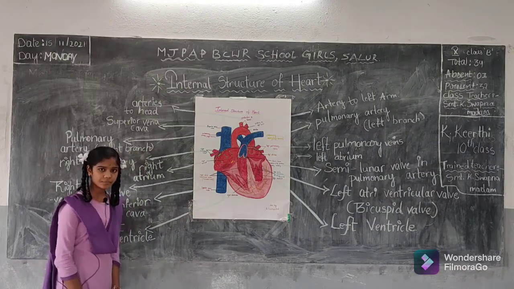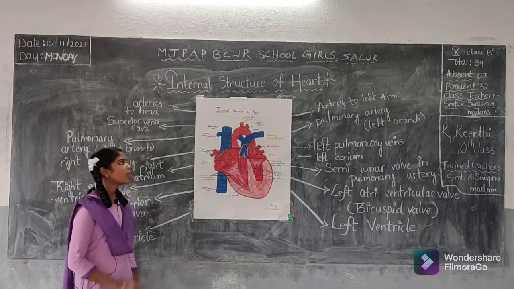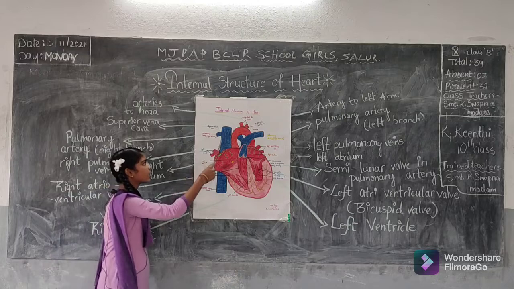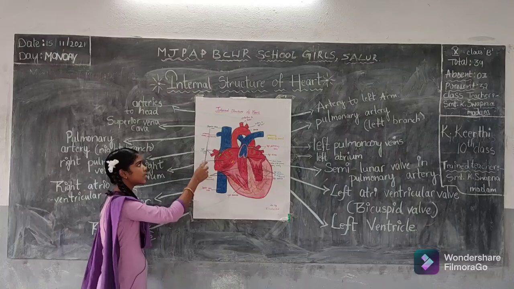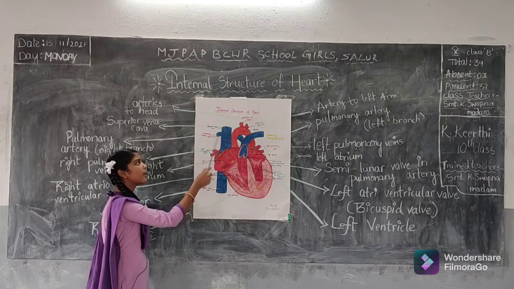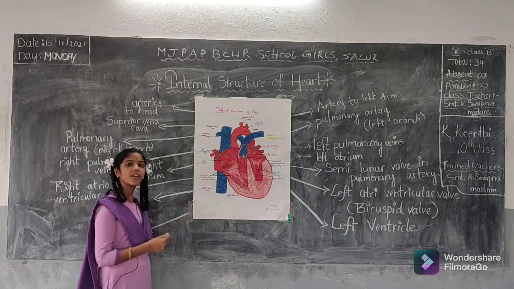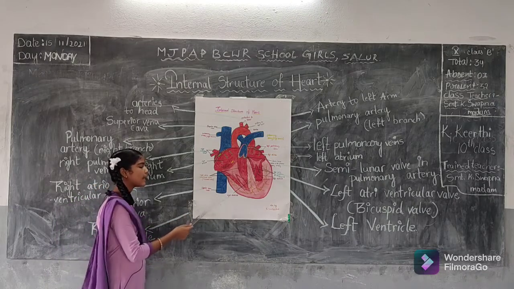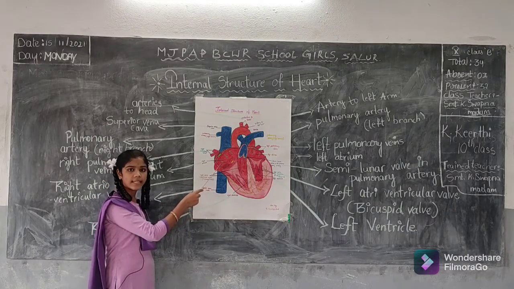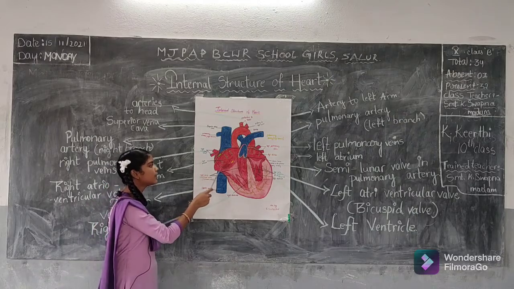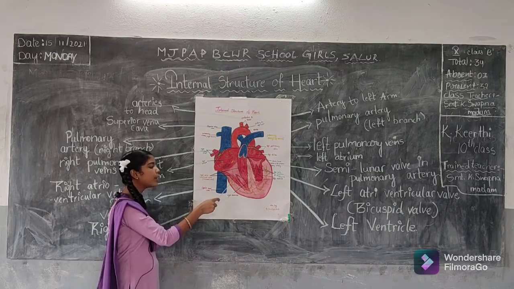Now we explain the function of the heart. What is the function of the heart? Pumping of blood. The superior vena cava and inferior vena cava collect the deoxygenated blood from all body parts. The superior vena cava collects deoxygenated blood from anterior parts such as the head and neck. The inferior vena cava collects deoxygenated blood from posterior parts such as the hands and legs. These two vena cavae collect the blood into the right atrium. Next, the deoxygenated blood in the right atrium passes through the tricuspid valve into the right ventricle.